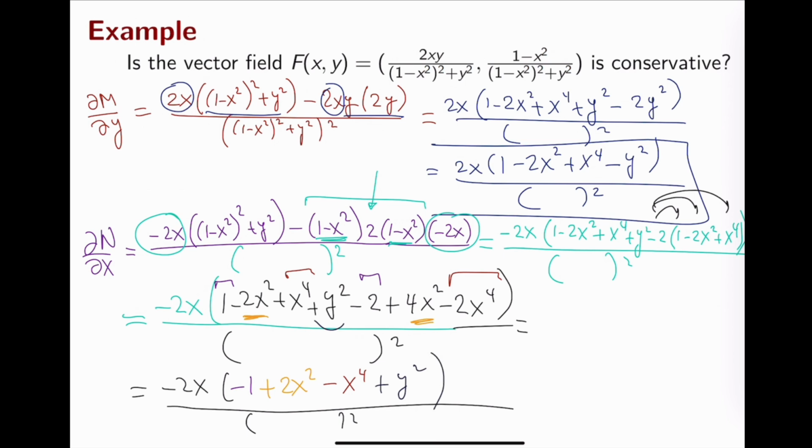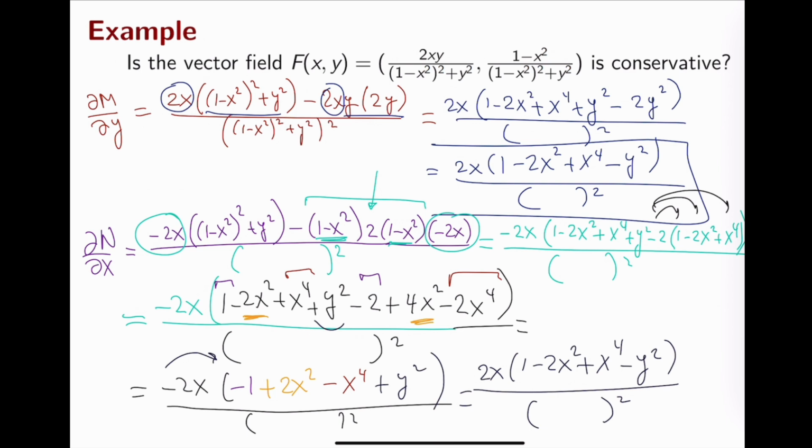Okay, so let's do the last multiplication by minus 2. Let's just get this minus multiplying the whole thing. That will be 2x times, we change the sign of this, right? So that will be 1 minus 2x squared plus x to the 4 minus y squared, divided by this square. Okay, so this one then is the derivative of n with respect to x.